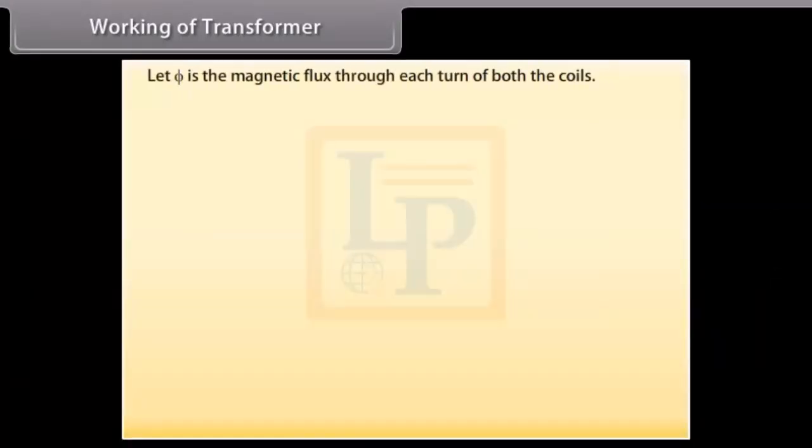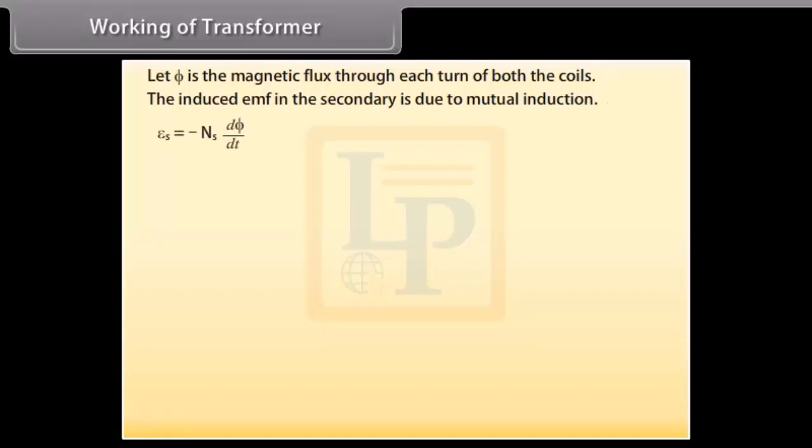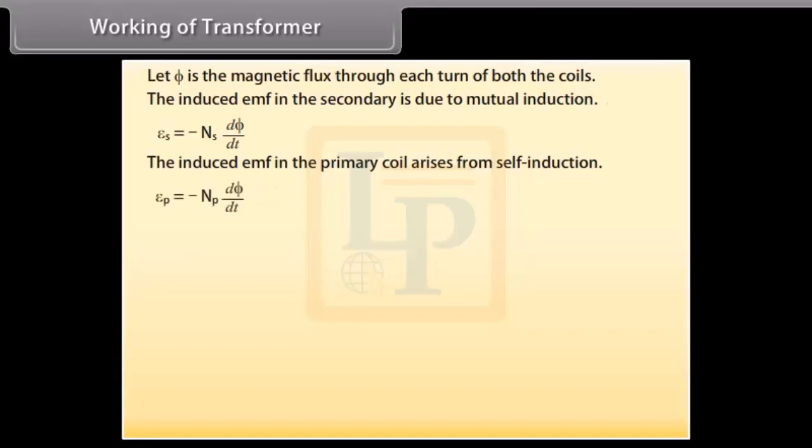Let phi be the magnetic flux through each turn of both the coils. The induced EMF in the secondary is due to mutual induction. ES is equal to minus NS d phi by dt. The induced EMF in the primary coil arises from self-induction. EP is equal to minus NP d phi by dt.